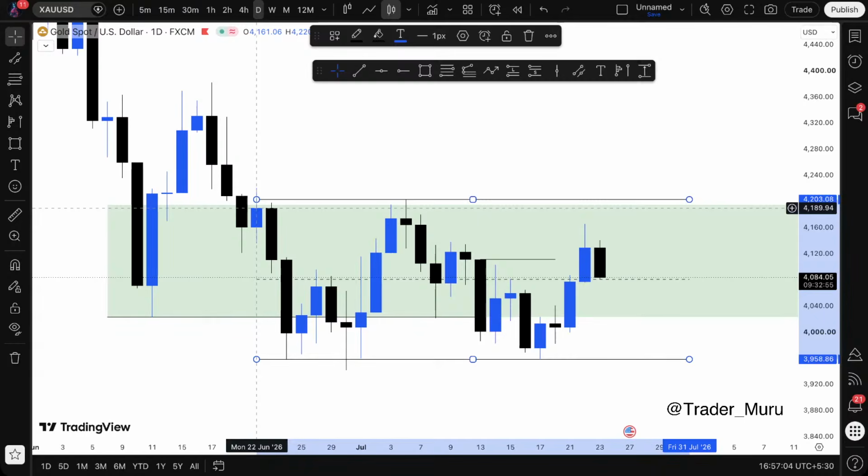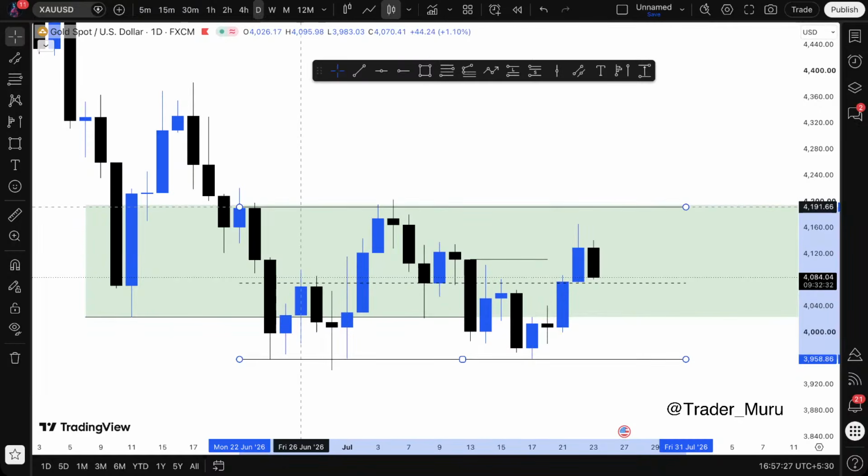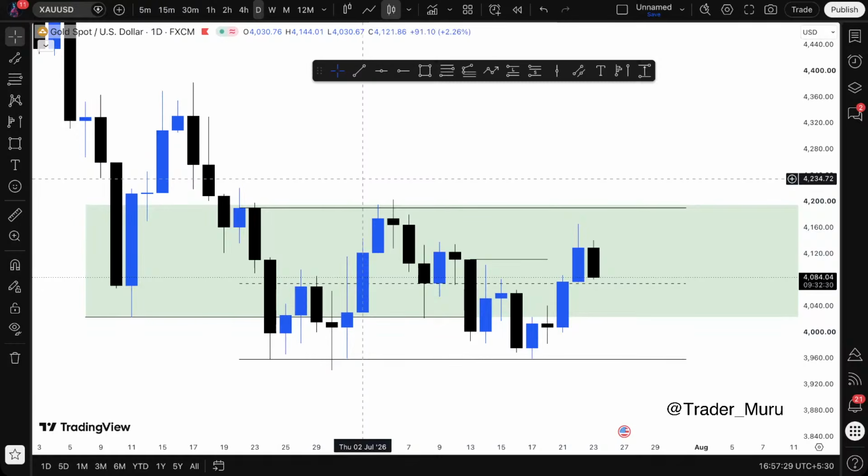From 22nd June we started this range, and price is continuously ranging here. This is the midline of this range. Price tested, pumped, dropped, retested, dropped again, pumped above it, retested, held, and dropped again. So this is the continuing range right now. In short, this is a perfect line here.